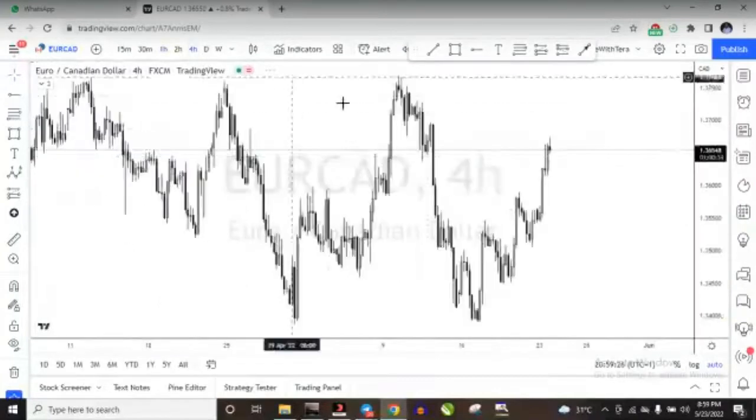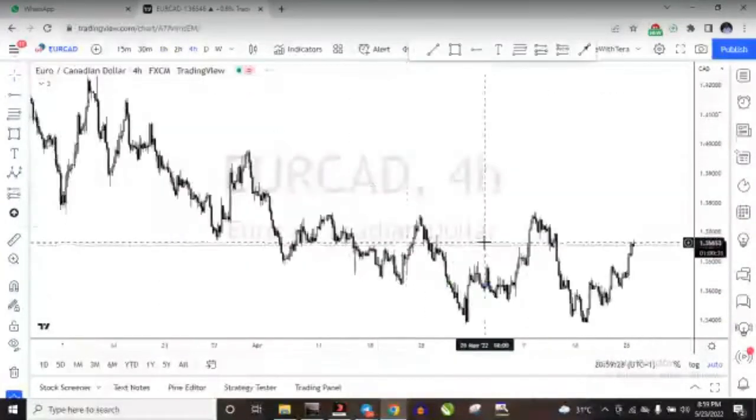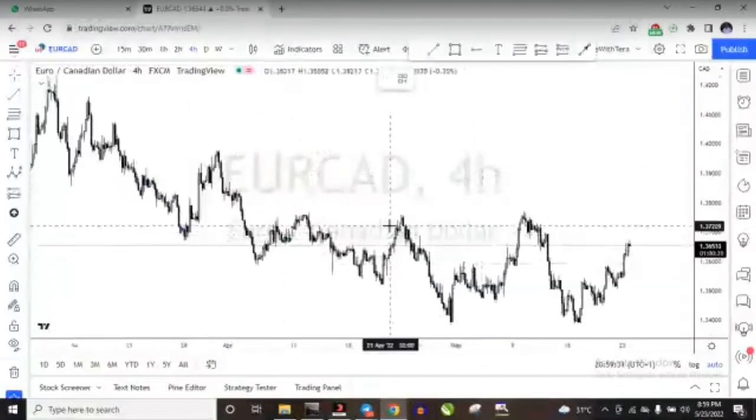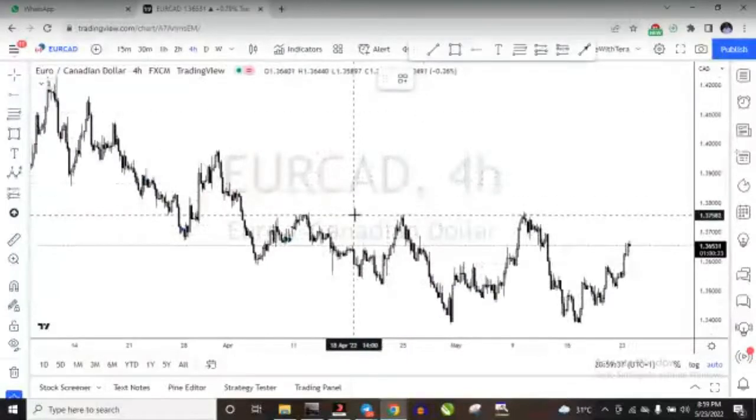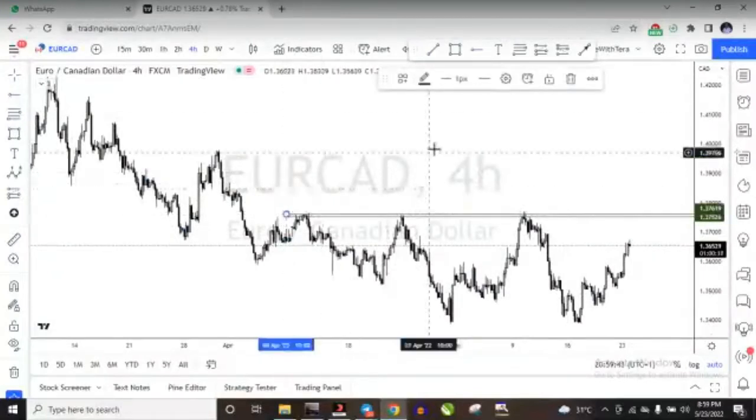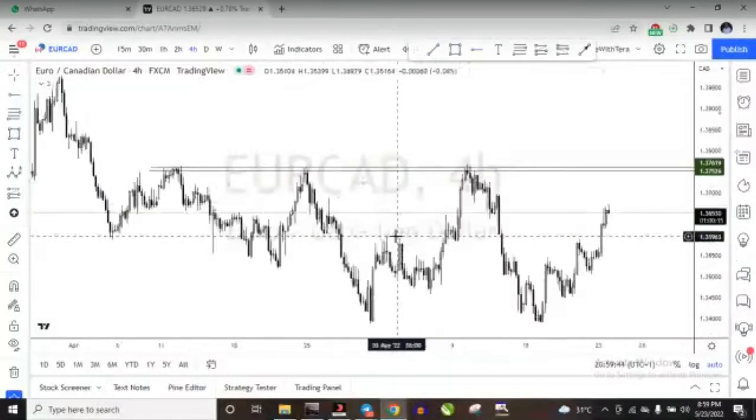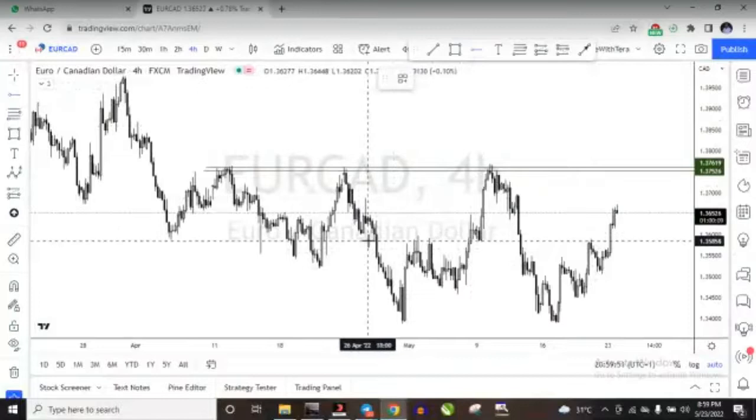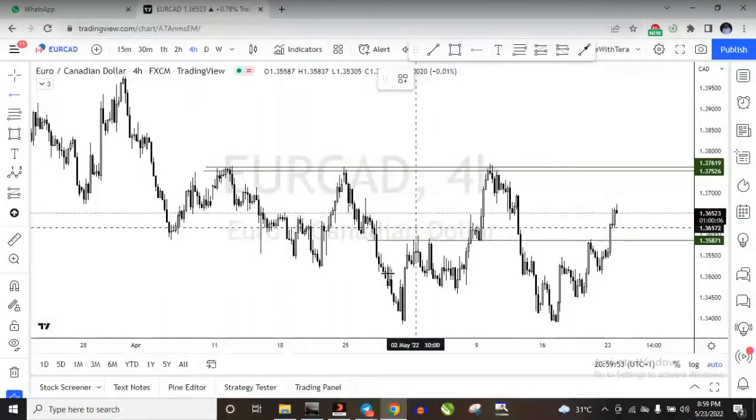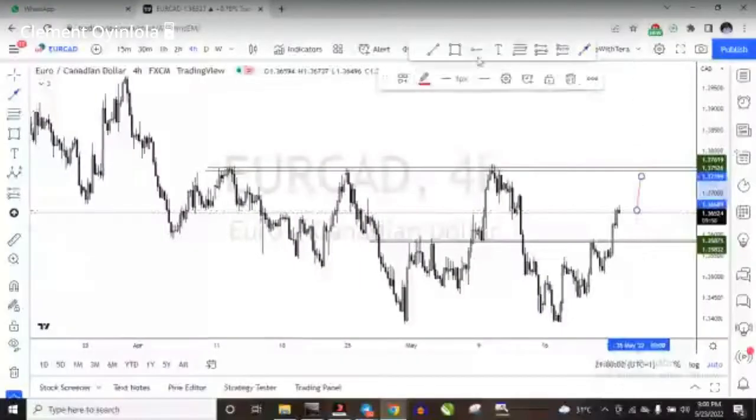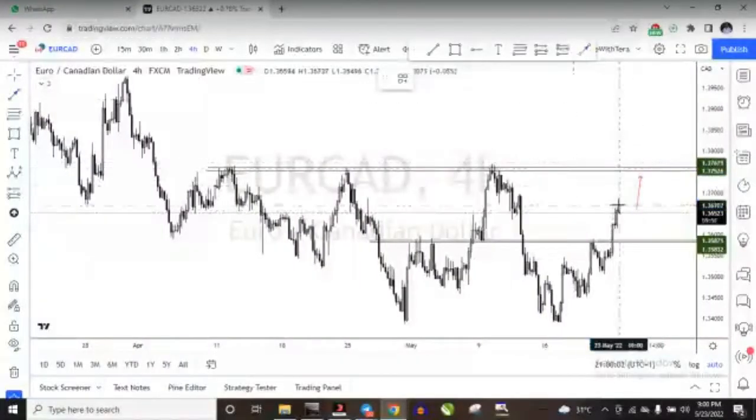Euro CAD. Let's see the 4 hour chart on Euro CAD. Let's draw a trend line. Where should we start from? Let's draw some resistance here, and here. All right, resistance there. Look at this level. Can you see that level? Euro CAD might keep going up, or it might come back and retest this level.